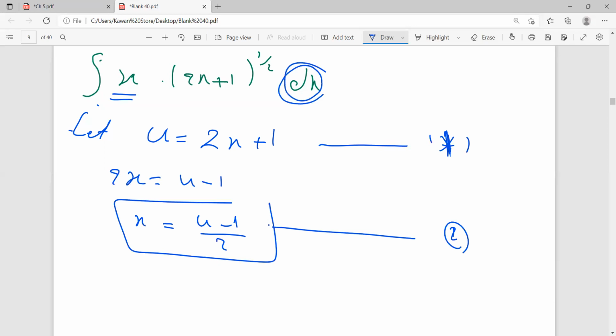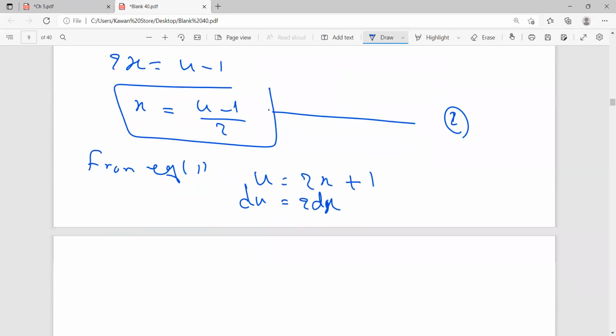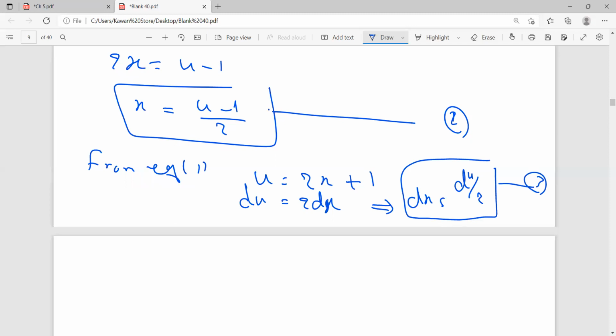Also, the example that I have has a dx, right? So I have x, and I want to also change dx. So how do I get dx? From equation number 1. u is equal to 2x plus 1. du is equal to what? Am I right? So dx is equal to du over 2. That one will be the third thing that I need. Shall I repeat it? Yes, good.